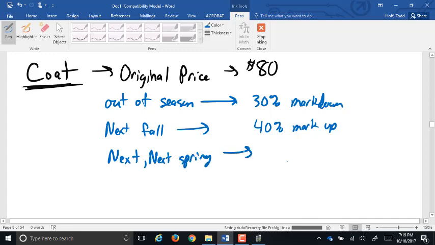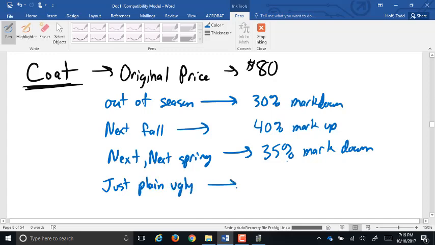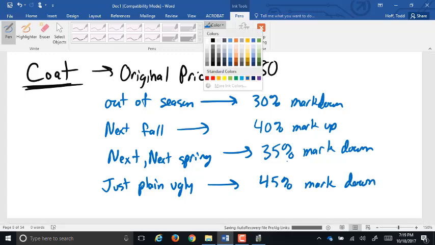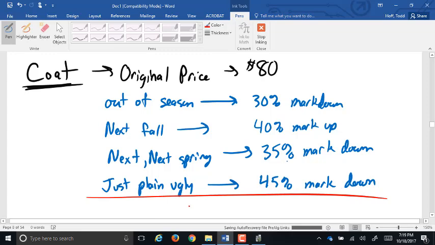The next spring, it's still there. 30% marked down, 35% marked down. 2 more months, they decide it's just plain ugly. 45% marked down. Find the new price.